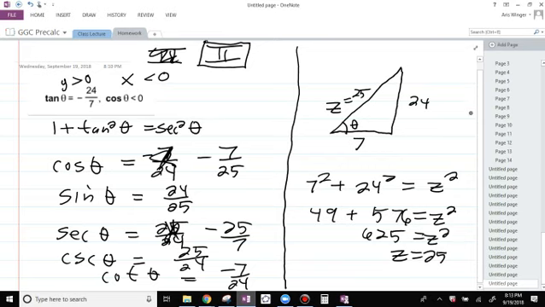I rarely teach it this way, but it's much easier than doing all that identity stuff. Questions about that?